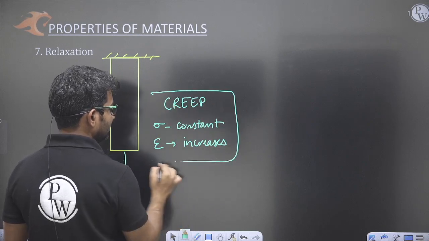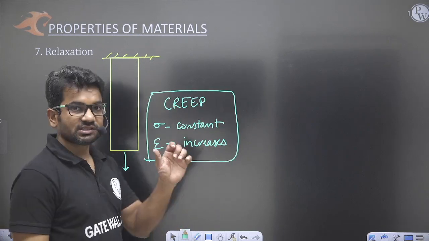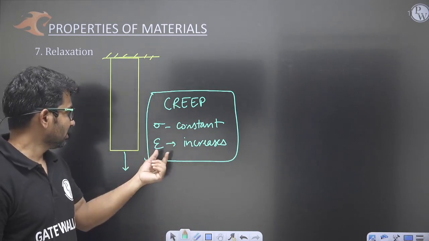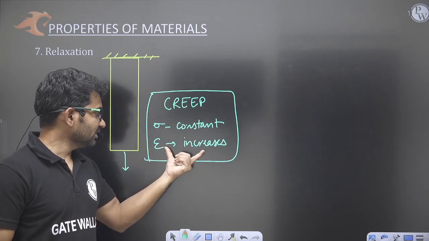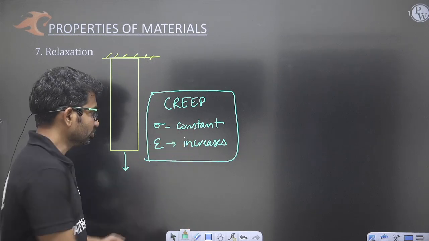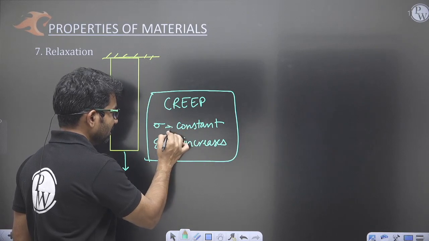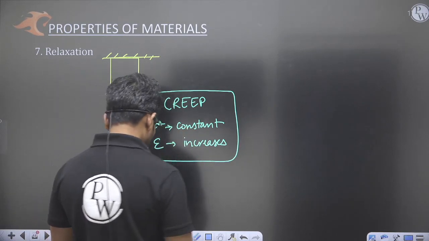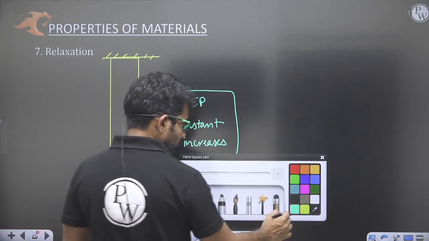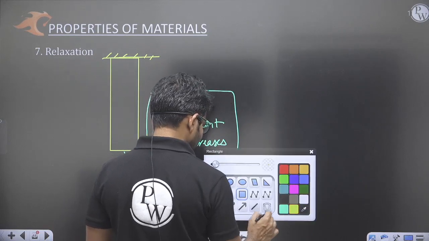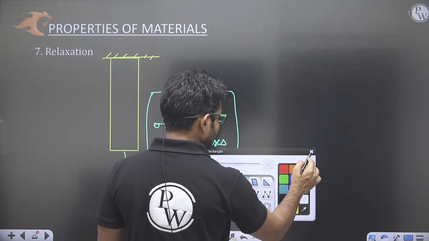Now what happens in relaxation? Relaxation is similar to creep but happens opposite. In relaxation, strain is constant but stress reduces. What will happen in relaxation?